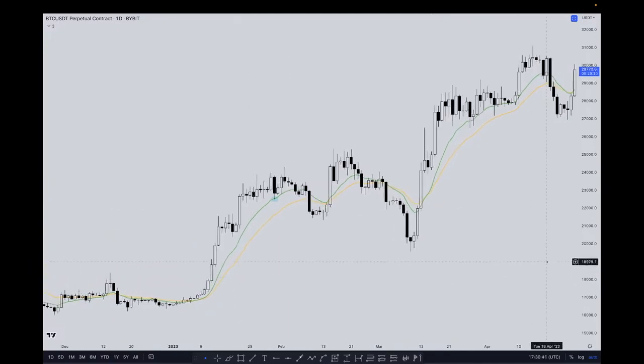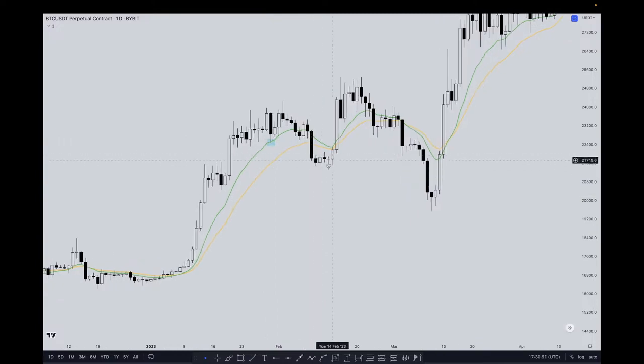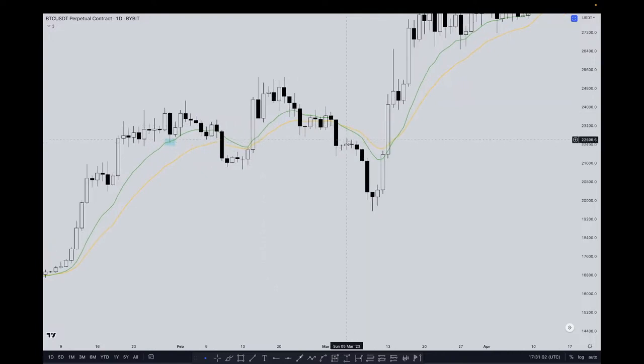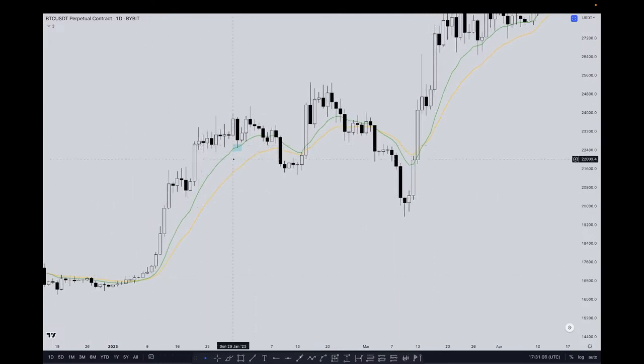If you have them on, you would have known not to short any of this because we're above the bands. You would have known not to short this because we're above the bands. You would have known not to short this breakdown because the bands hadn't crossed. So then when this pump wrecked everyone else, you wouldn't have got wrecked. You would have known that shorts were valid in here because the bands had crossed. Okay, you understand how much power that adds.